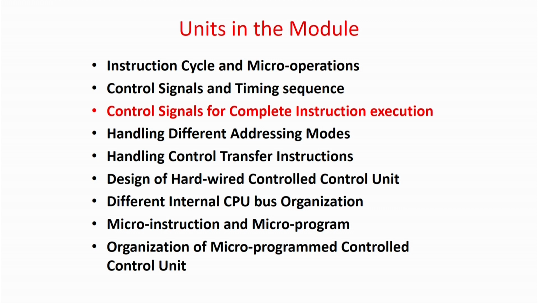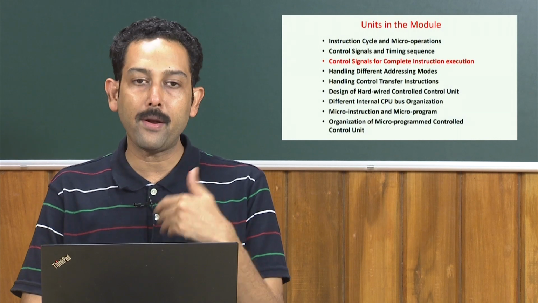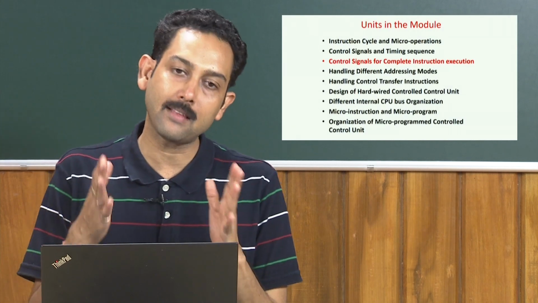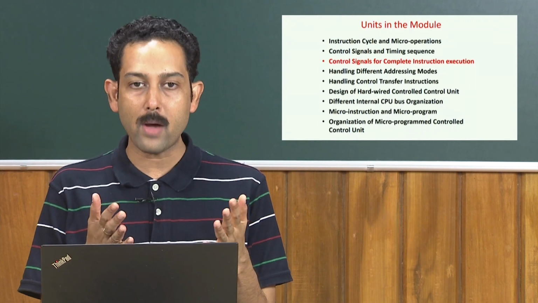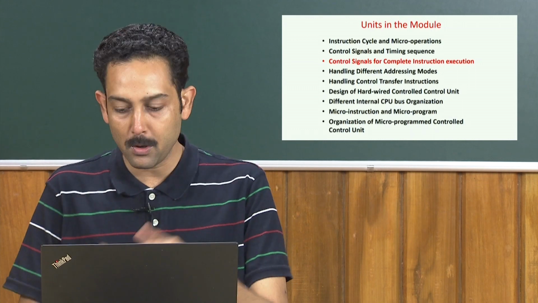In this unit, we will look in depth at the control signals, how they are generated in a single bus architecture, and in detail how these control signals are required to implement a complete instruction. That is, we will take some instructions and see how different control signals are generated or required for the complete instruction execution. That is the content of today's unit.